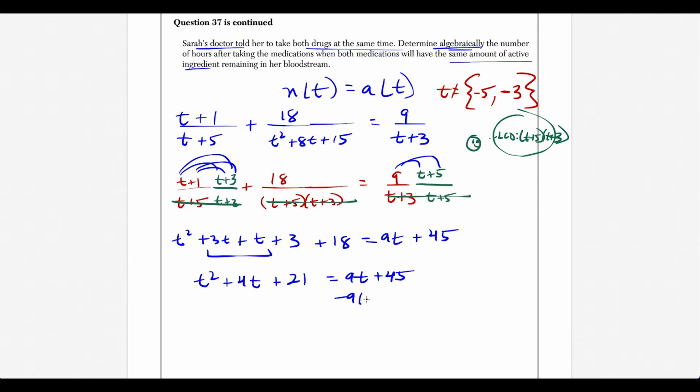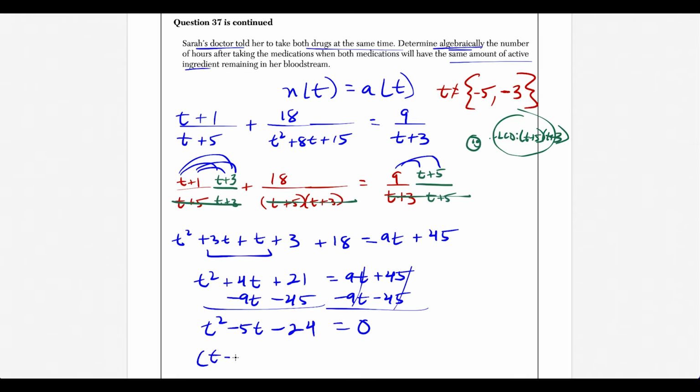Now, for this, I would just do 2 steps of algebra in one. Subtract 9t, and then in the same breath, subtract 45. So now these cancel on the right, leaving us with 0, and we have t squared, 4t minus 9t is minus 5t, plus we have 21 minus 45 is negative 24. So now factor again. This is going to factor nicely to (t minus 8) times (t plus 3).